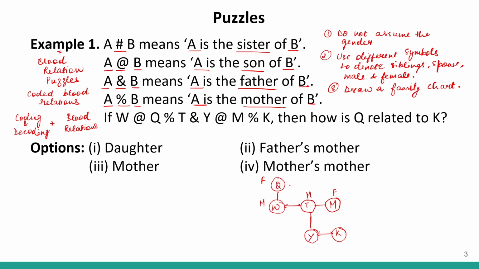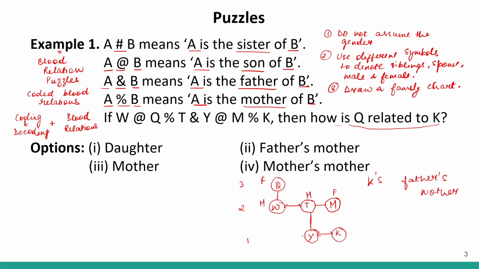Okay, so we will not represent Y and K with the gender, but everyone else has a gender. In the question we have to answer how is Q related to K. So I can see this is the first generation, this is the second generation, and this is the third generation. So Q is basically, if you look at it, Q is the K's father's father, correct? Sorry, father's mother.